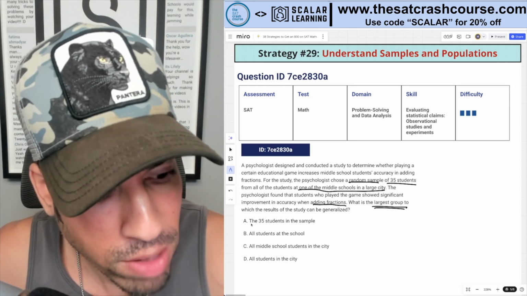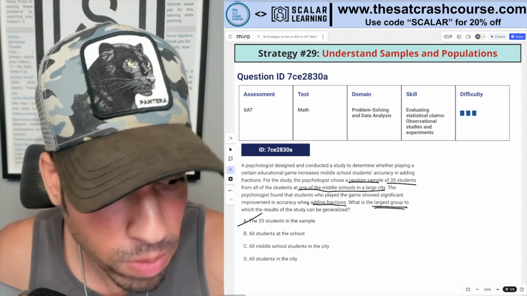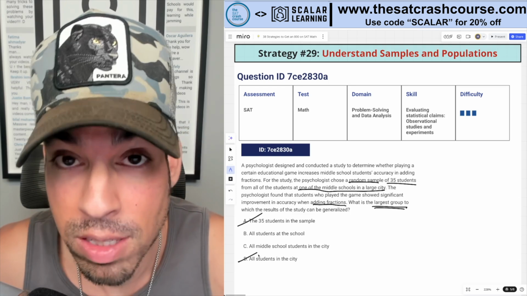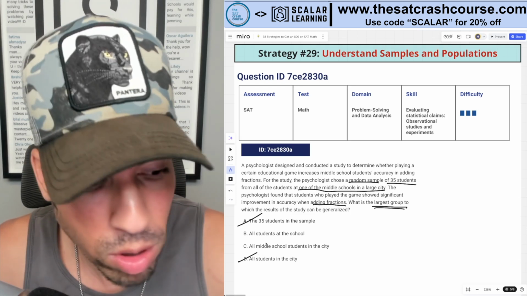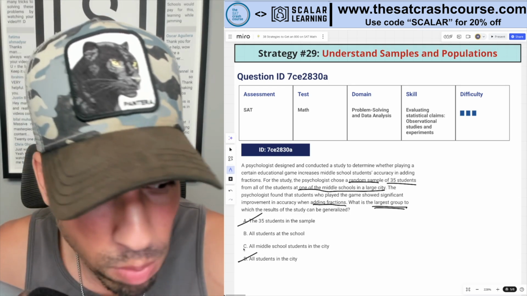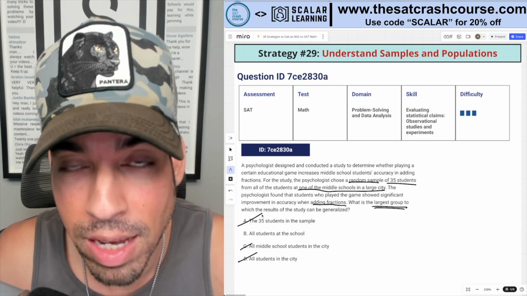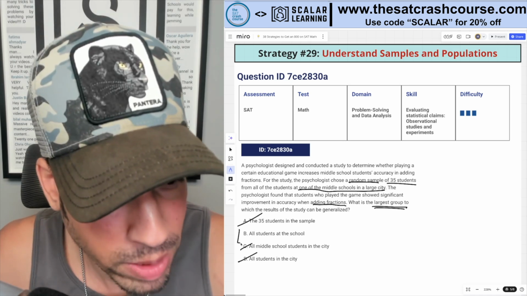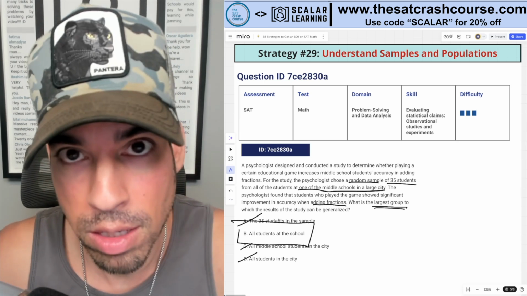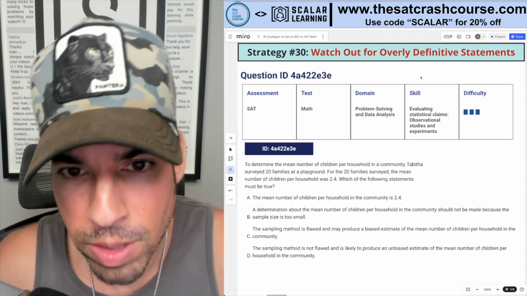So 35 students in the sample, that's obviously too small. We can't apply it to all the students in the city because it wasn't a random sample of all the students in the city. And we can't apply it to all middle schools either. This was only taken at one middle school, which means B is the winner. Done. Strategy number 30, watch out for overly definitive statements.